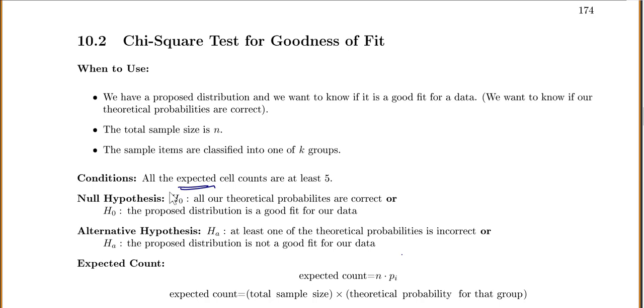The null, you can say it two different ways. You can say all the theoretical probabilities are correct, or you can say the proposed distribution is a good fit for our data. It means the same thing. The alternative is that at least one of our probabilities isn't correct, or the proposed distribution is not a good fit for our data.